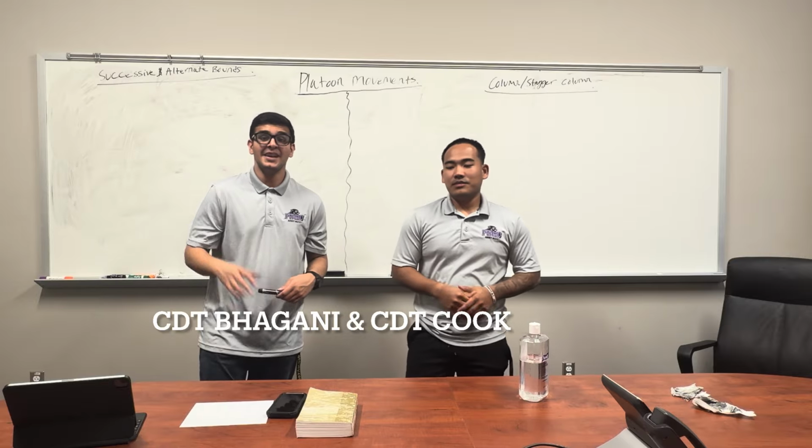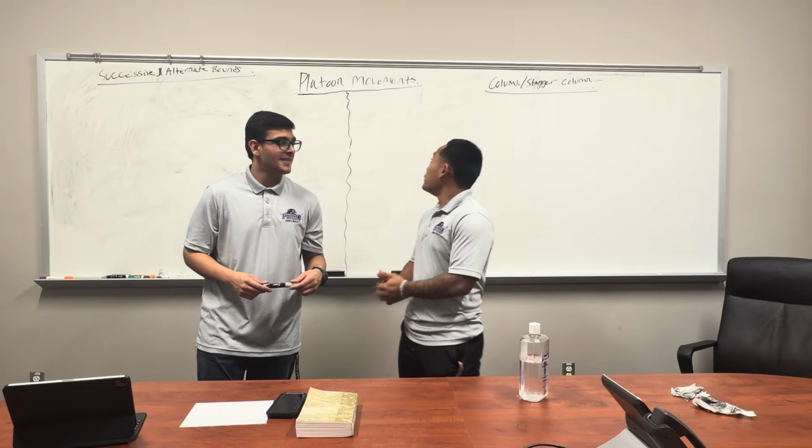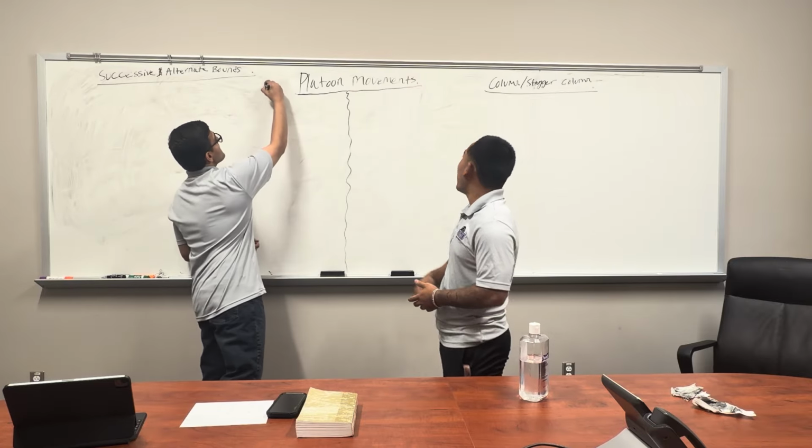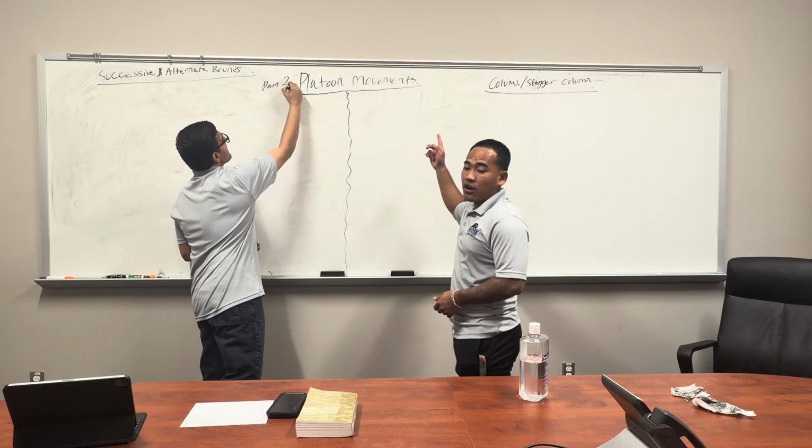Name is Cadet Cook. Cadet Bagani. And today we'll be doing part 2 of platoon movement. This time we're doing the successive and alternate bounds and also the column and staggered column.